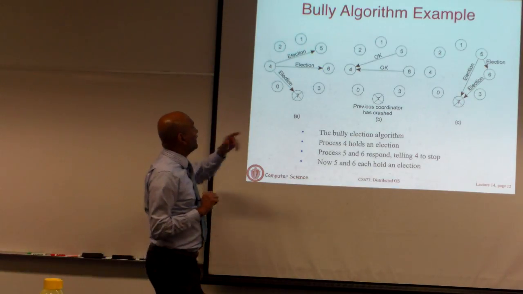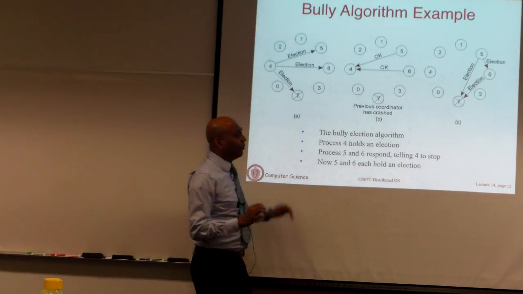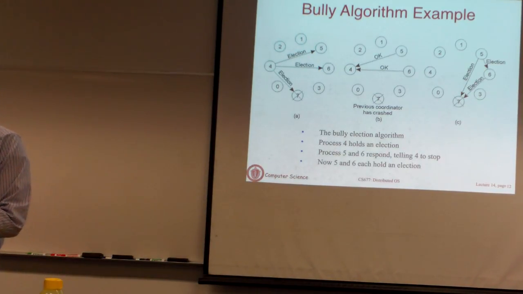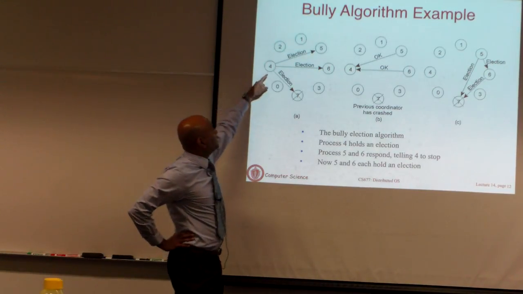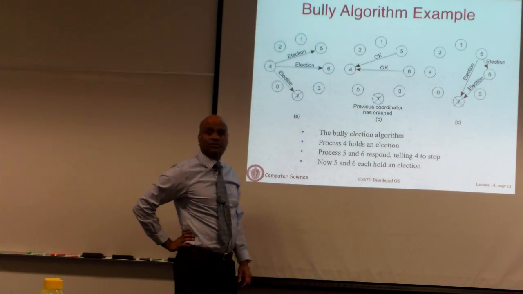Okay, and then let's say that 7 was the leader and it crashed. Okay, so the next, 4, figures out that the current leader is not responding. So it decides to run a leader election algorithm. Okay, so it's going to send a message to 5, 6, and 7 saying let's have an election. Those are your election messages.